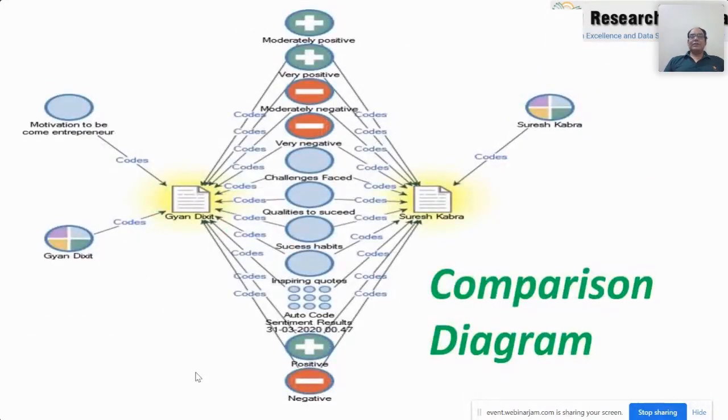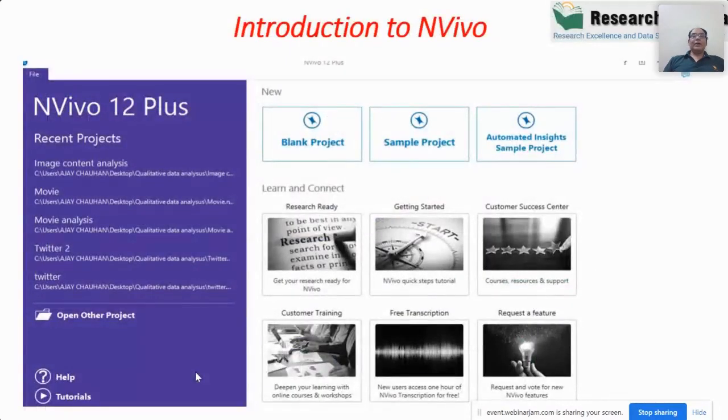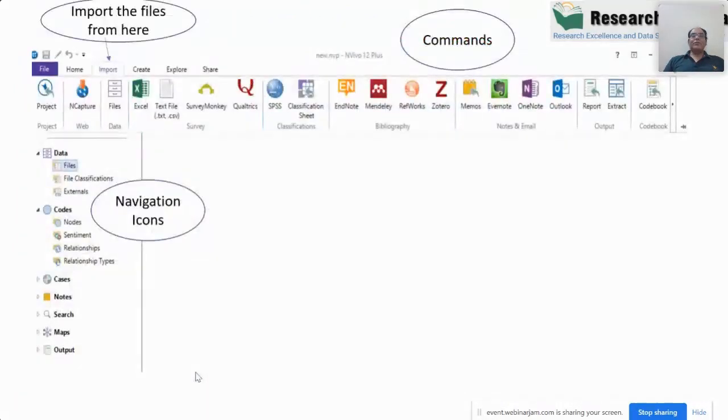And after that, this is called a comparison diagram, which we can make from the NVIVO software. And we can make all these diagrams very easily with the help of the software. Similarly, now I'm showing you the NVIVO part. This is the front page of NVIVO when you open the software, and I will demonstrate it.